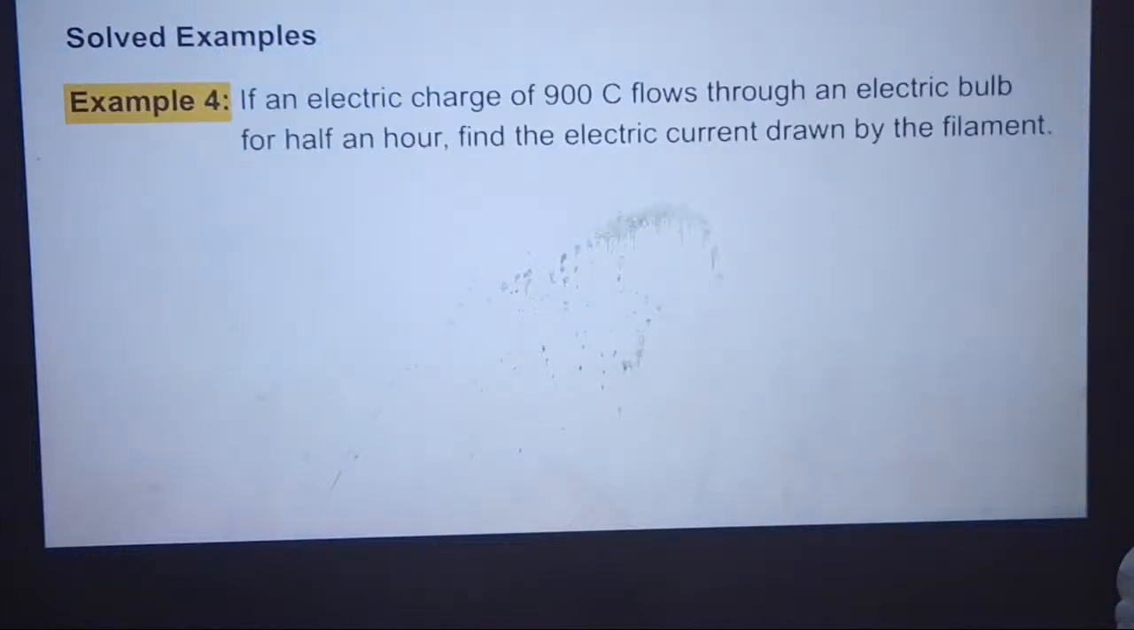Example 4. If an electric charge of 900 coulombs flows through an electric bulb for half an hour, find the electric current drawn by the filament.